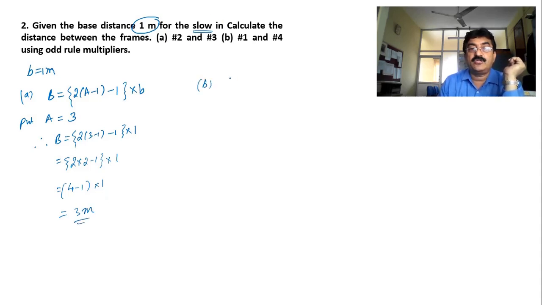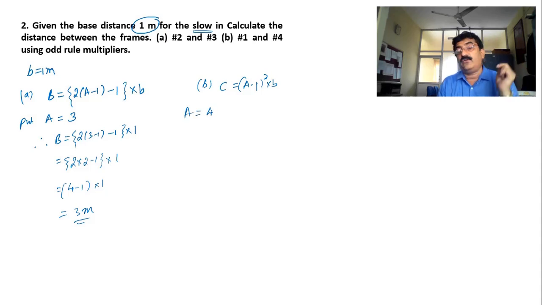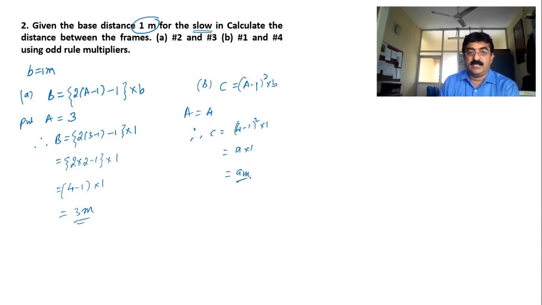Now coming to second question, 1 and 4. 1 and 4 means first one and the last one. So it is C equals (A minus 1) whole square into base distance. What is A value here? It is 1 and 4. Therefore I should put A is equal to 4. Therefore C is equal to (4 minus 1) whole square into 1, that is 9 into 1. So it is 9 meter. So that's all about this question. I hope you are following. Now let us go ahead with the next question.